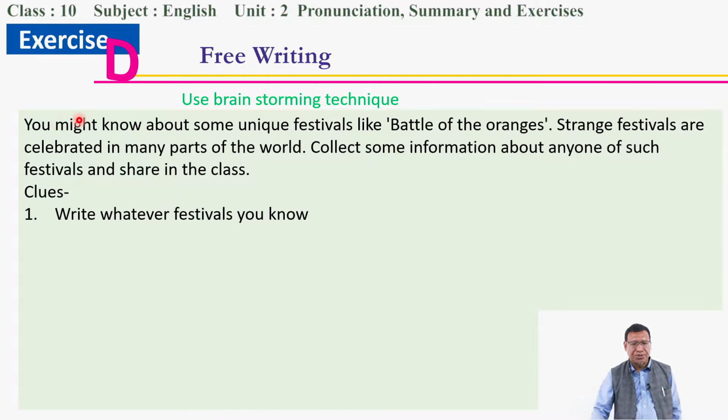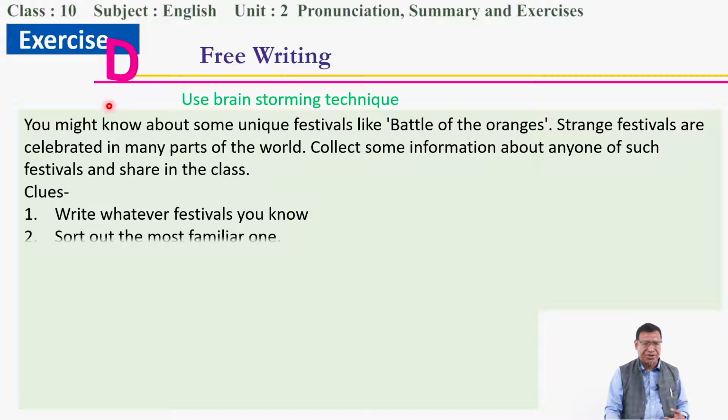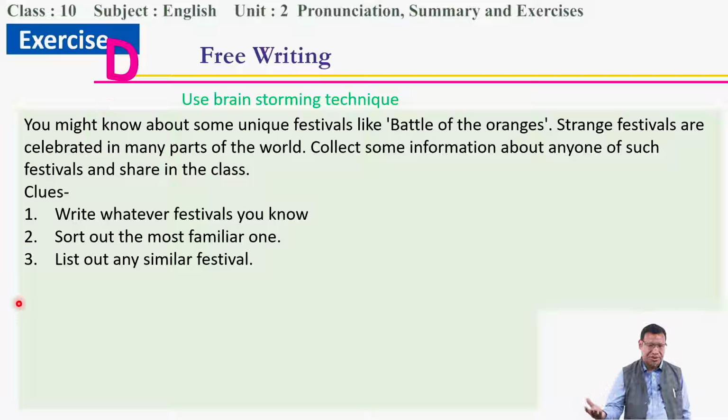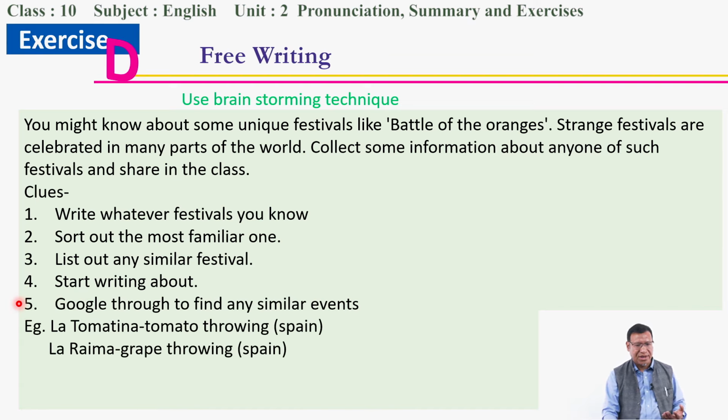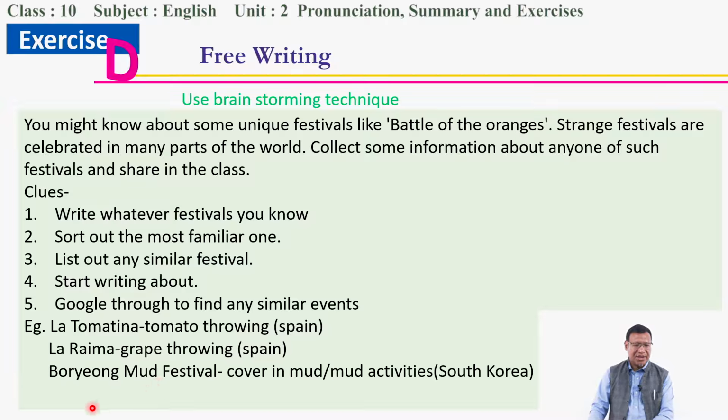It asks you to use brainstorming techniques. In brainstorming, you write down whatever comes to your mind about the topic, and then you try to sort it out. You try to list out festivals which are very strange and similar to Battle of Oranges, and start writing about it. Go through the events. For example, if you look on Google, you can find La Tomatina, a tomato throwing festival in Spain. It's also a very crazy food carnival. La Rama grape throwing festival. Bering mud festival, covering mud and mud activities. Holi is also very similar to Battle of Oranges, because as you throw oranges, we throw water, using pockets and water guns at people.